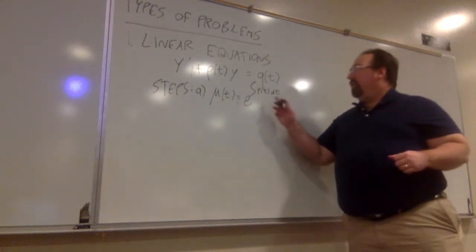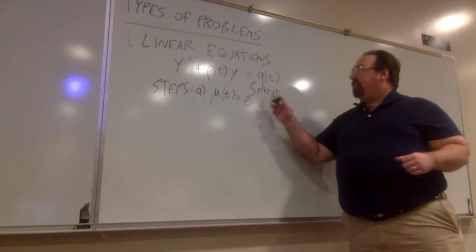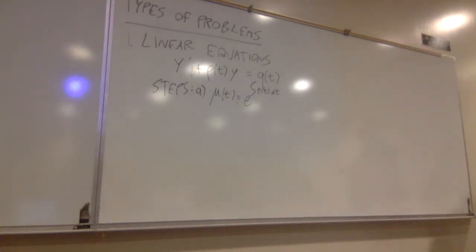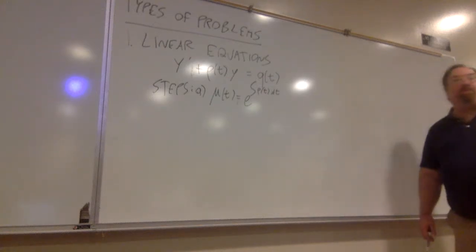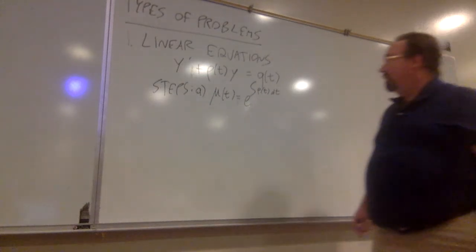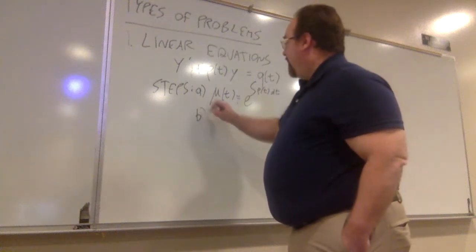Now, if p of t happens to be like 1 over t, for instance, and you integrate and you get log, when something like that happens, there's simplification involved where you're canceling out the e and the log. So be sure, once you do the integral, simplify as much as you can using properties of logs, if possible. Okay, so that's the first thing you do.